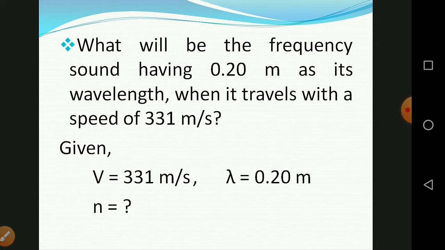They have given a wavelength, and it travels with the speed, the velocity of sound, which is 331 meter per second. So the given values are: v is equal to 331 meter per second, and lambda, that means the wavelength, is equal to 0.2 meter. We find the frequency, that means n.